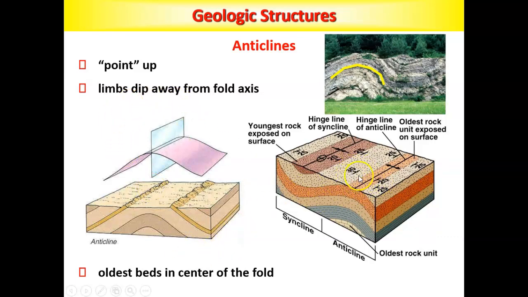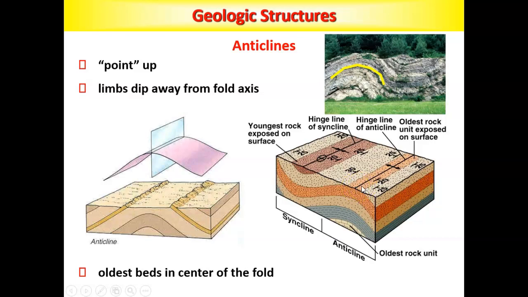So here's a symbol, strike and dip. The smaller line right there that has the 30 associated with it is dipping away from my fold axis, the middle. Over here, it's also dipping away. So both dipping away on both sides. So that tells you that you have an anticline.